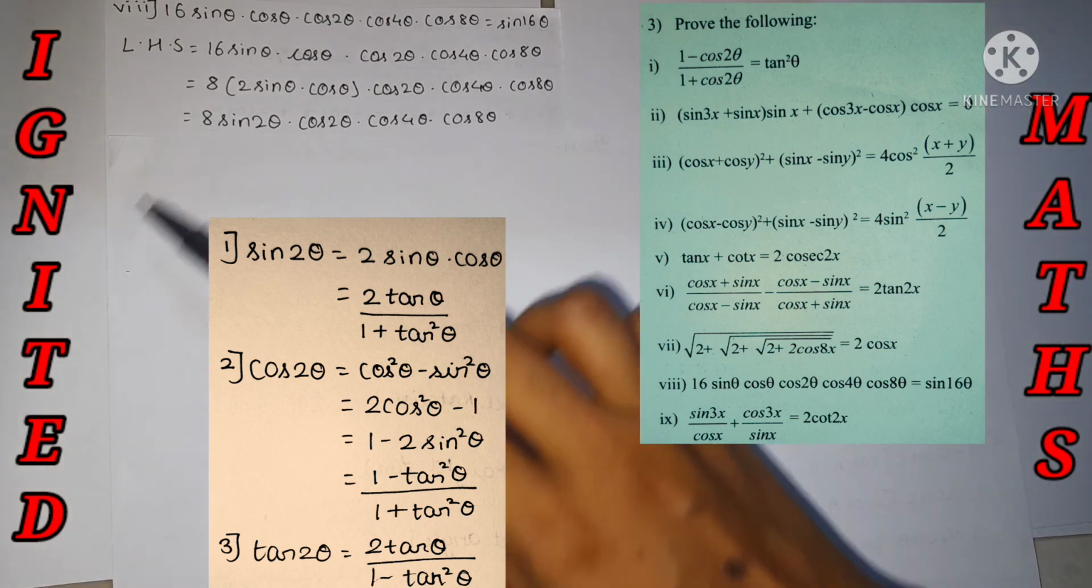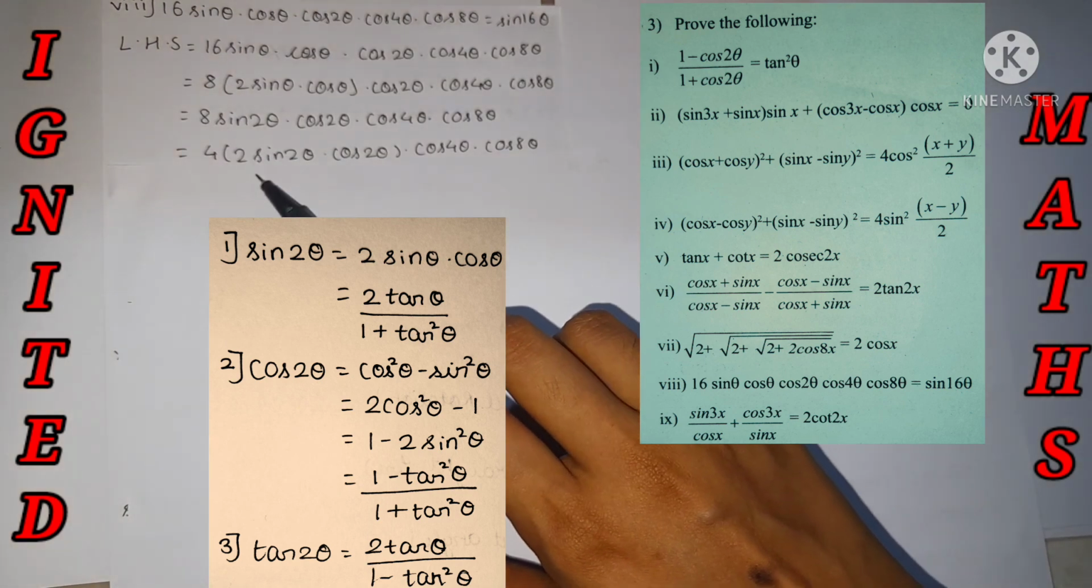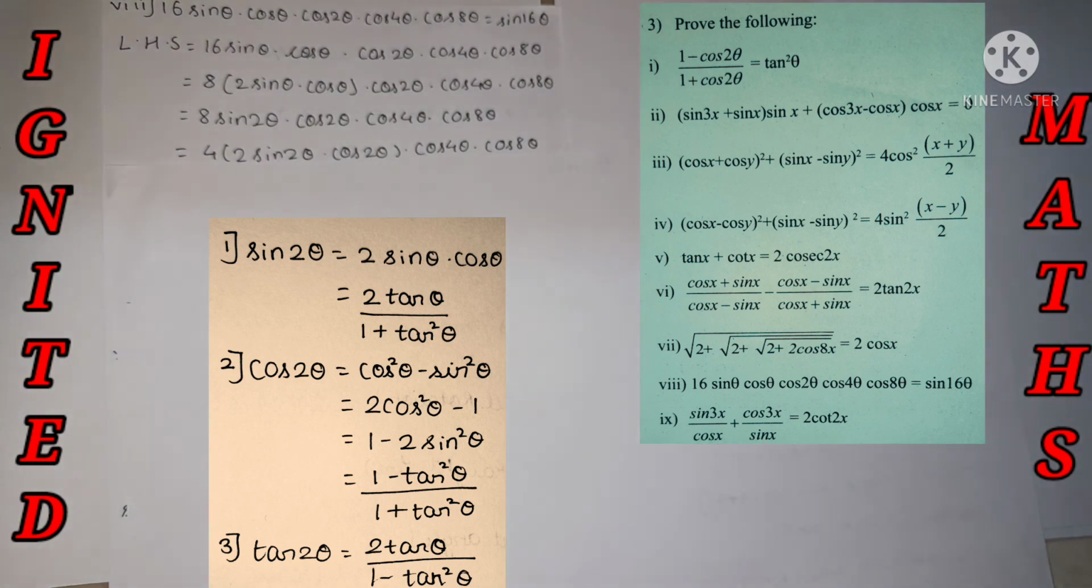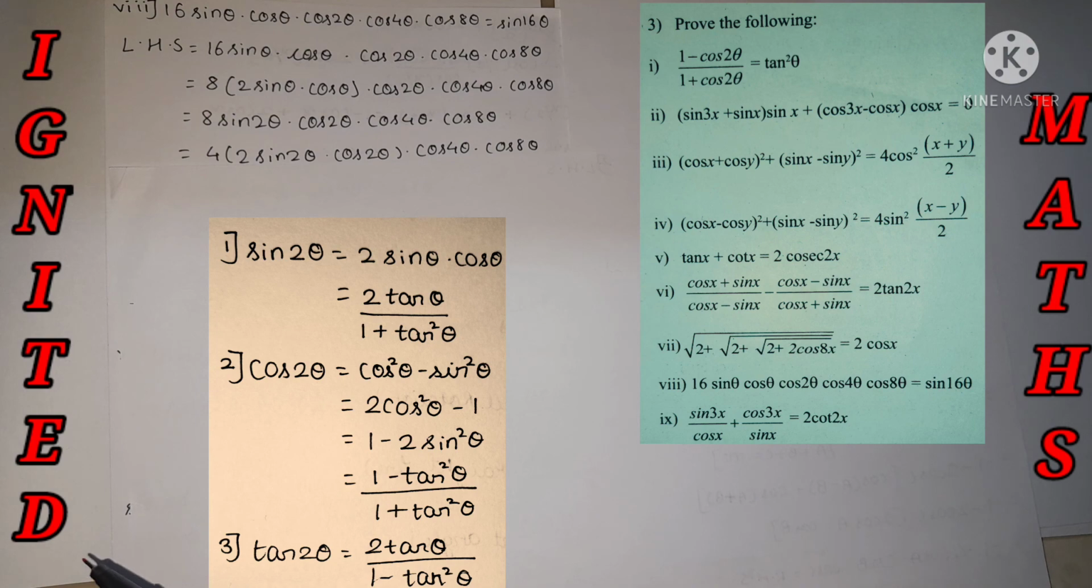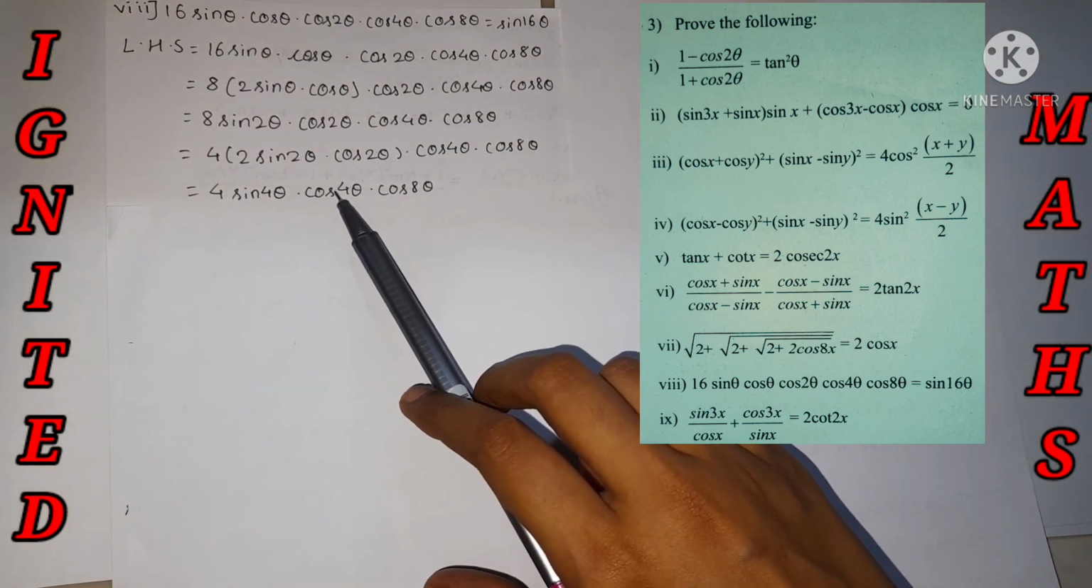Again the 8 came. So split it into a multiple of 2. It's nothing but 2 into 4. So again we can use the formula sine 2 theta is equal to 2 sine theta cos theta. But over here it is in the form of 2 sine 2 theta into cos 2 theta, so it will be the form of sine 4 theta, and over here also cos 4 theta.